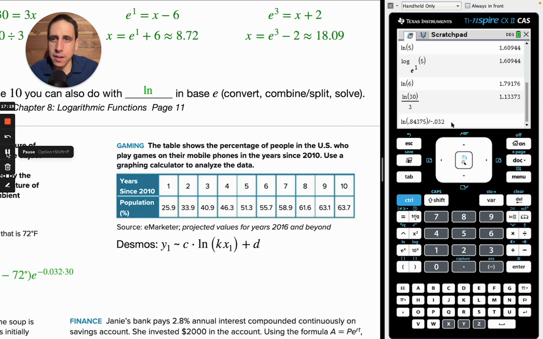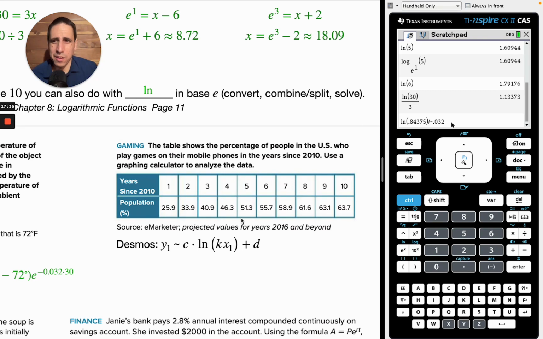We got some data here. Gaming. The table shows the percentage of people in the U.S. who play games on their mobile phones in the years since 2010. So use a graphing calculator to analyze the data. And here's some data, and the years since 2010 is like this, and then the percent is population.